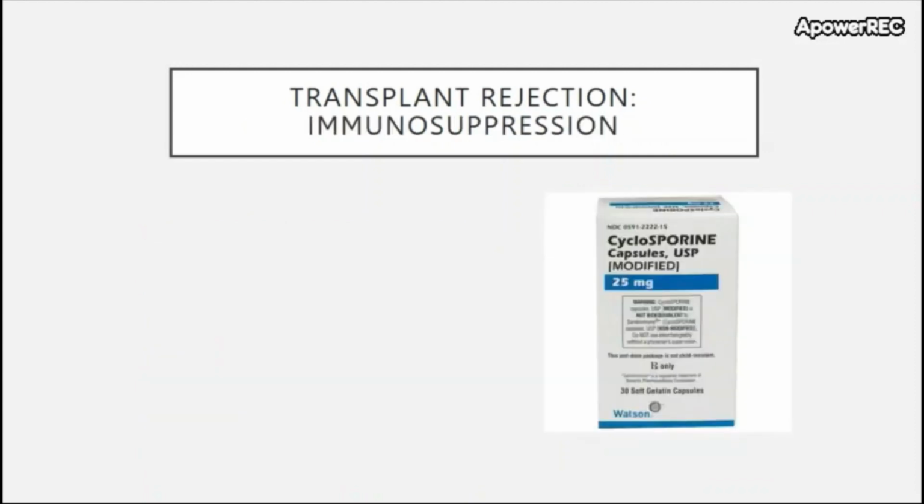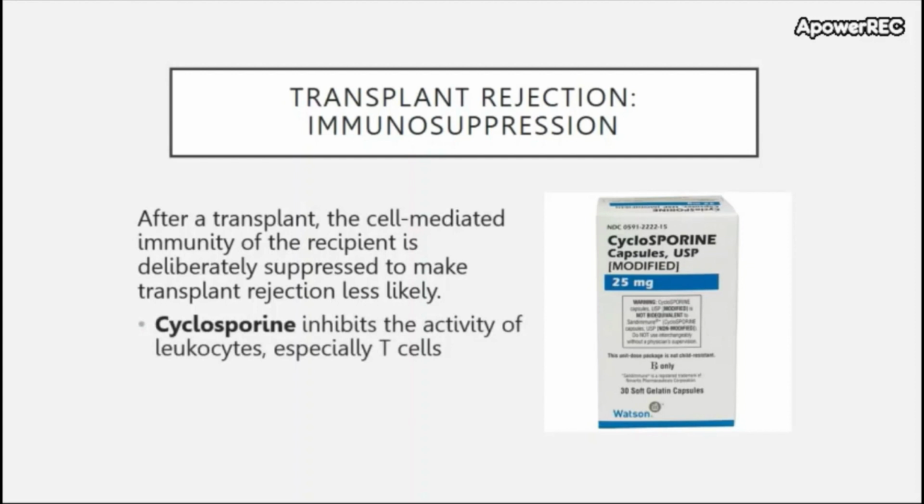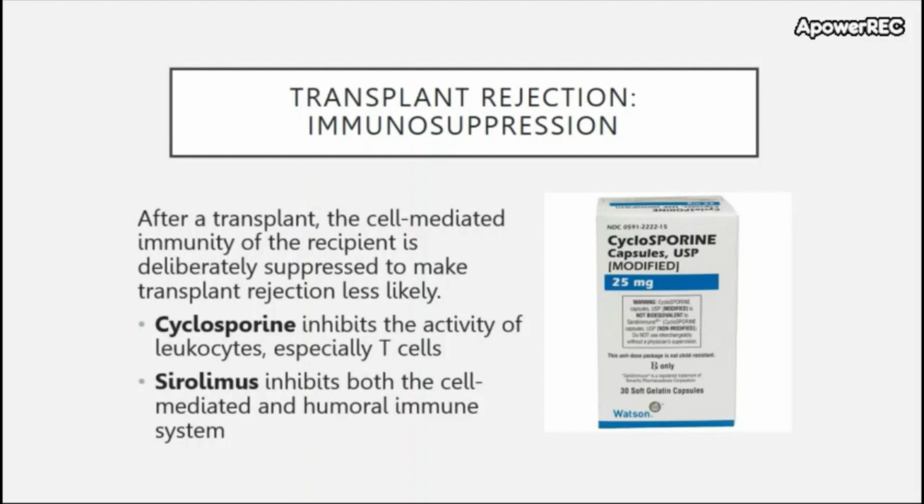Let's talk a little bit about immunosuppression with transplants. The first successful transplants were enabled by the discovery of cyclosporin. So after a transplant, the cell-mediated immunity of the recipient is deliberately suppressed to make transplant rejection less likely. It is done with cyclosporin, which inhibits the activity of leukocytes, especially T cells. Sirolimus is also used in cases of chronic or hyperacute transplant rejection, and this inhibits both the cell-mediated and the humoral immune system.